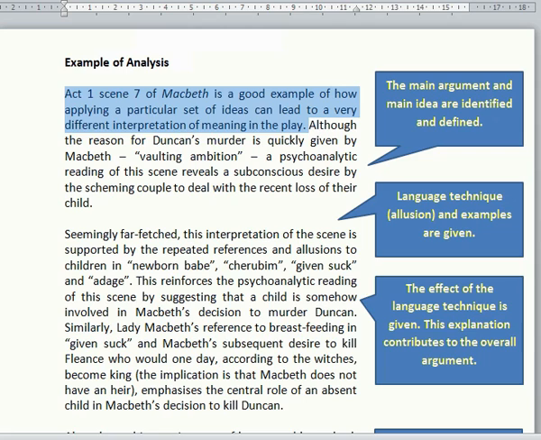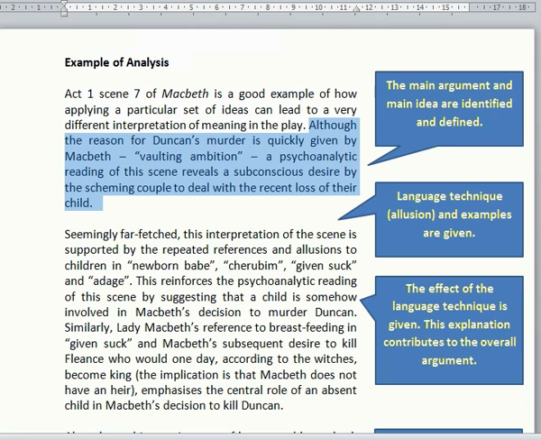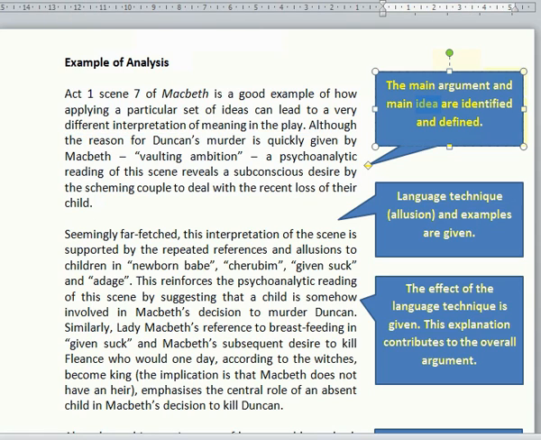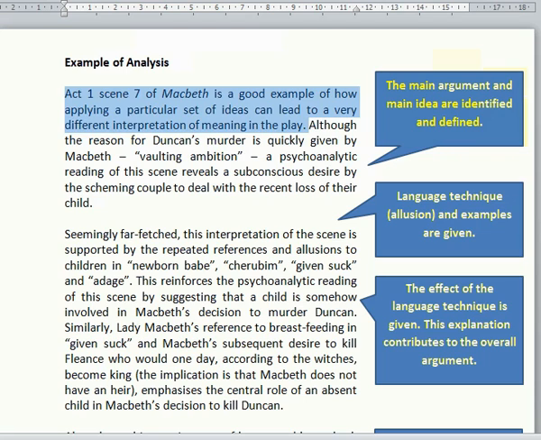This sentence identifies the argument, and the argument is that applying different ideas changes meaning. "Although the reason for Duncan's murder is quickly given by Macbeth, vaulting ambition, a psychoanalytic reading of this scene reveals a subconscious desire by the scheming couple to deal with the recent loss of their child." Now, this is the main idea. So the main idea is that there is a subconscious motivation for killing Duncan, and of course the overall argument is that meaning can change depending on context, ideological context.